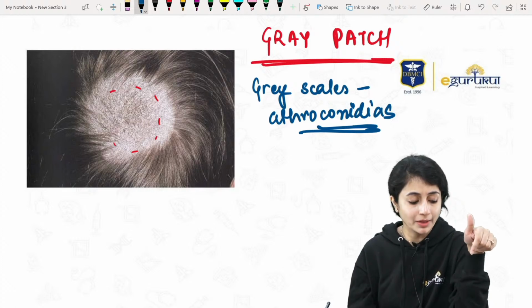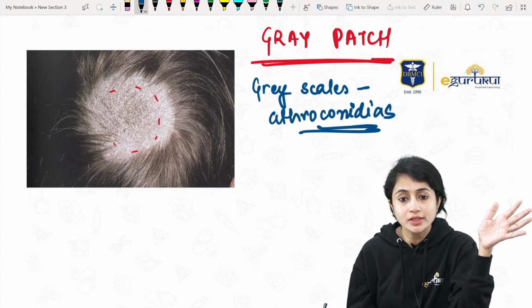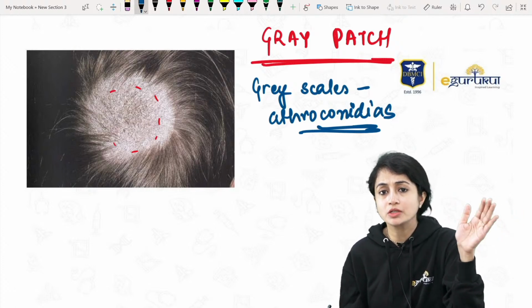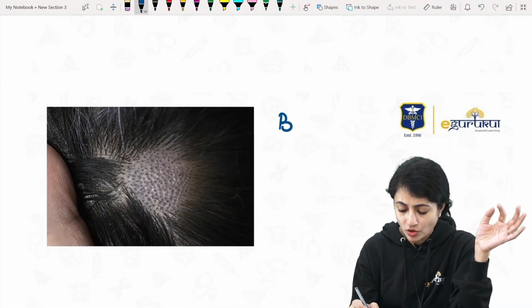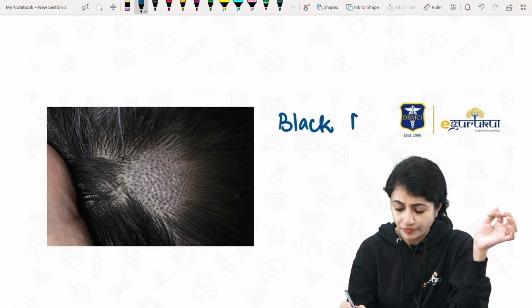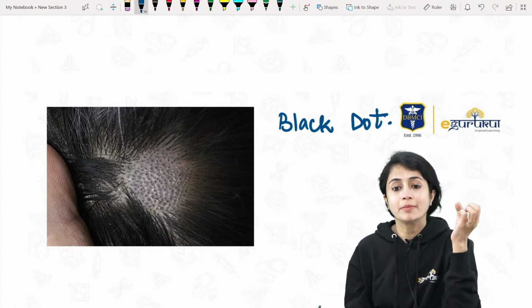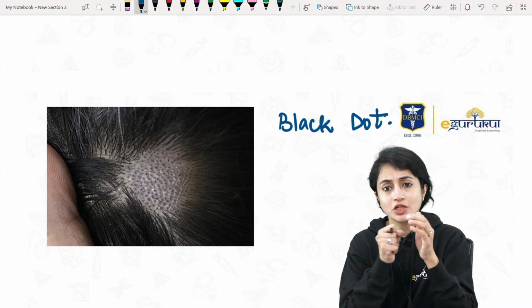Okay, I'll come back to the fluorescence. Try to answer which type of tinea capitis shows fluorescence on Wood's lamp. The next type is called black dot. In this, what happens? My fungus invades the hair shaft from inside.